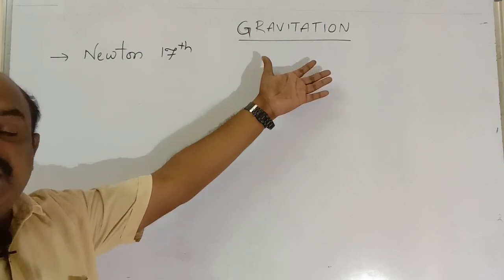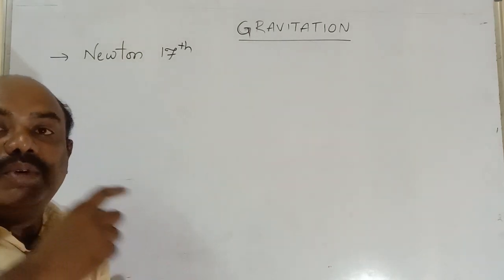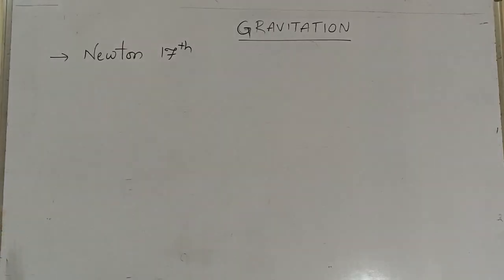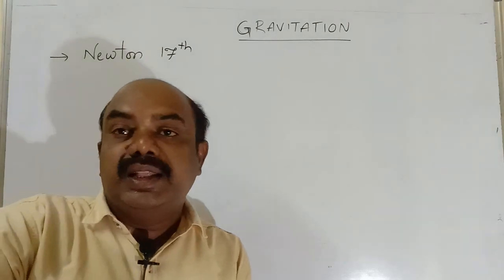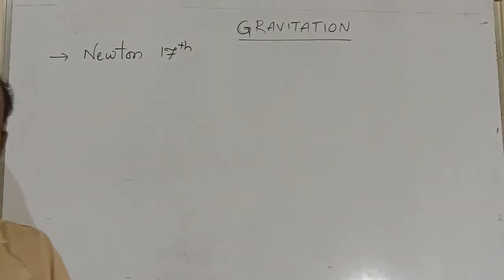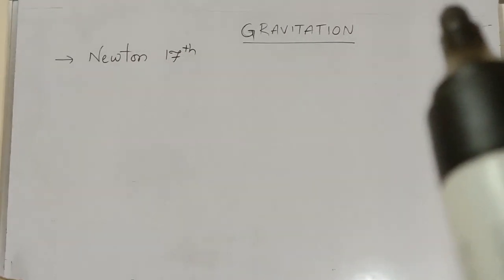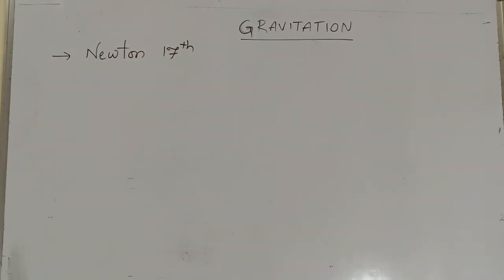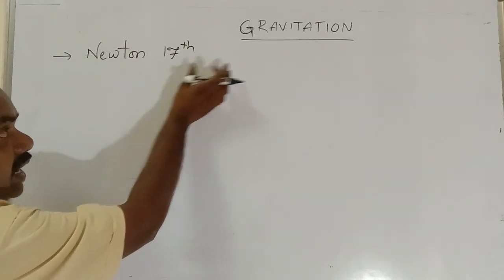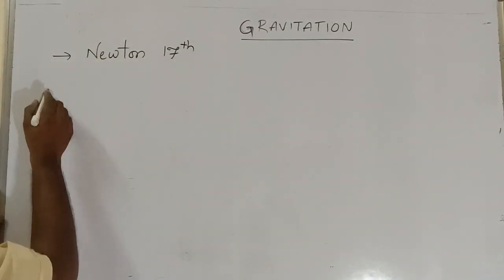Based on gravitation, he explained how the moon is revolving around the earth, how the earth is revolving around the sun, all planets are revolving around the sun, how we are walking on the ground, how we stick on to the ground, all these things he explained in a detailed manner. Now, see children, Newton proposed the gravitation concept in 17th century.